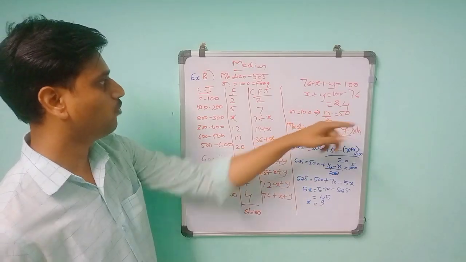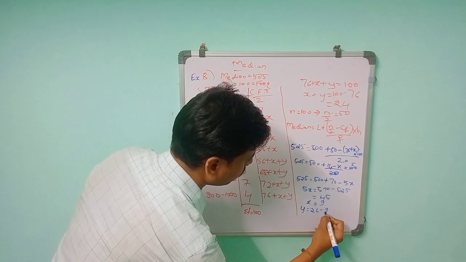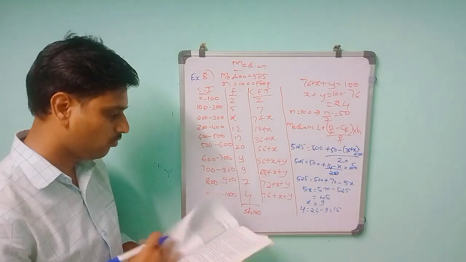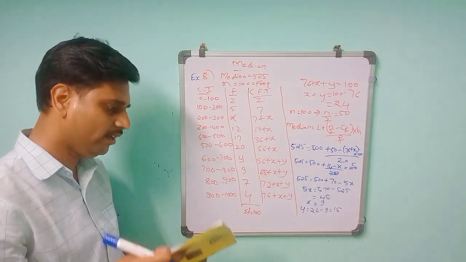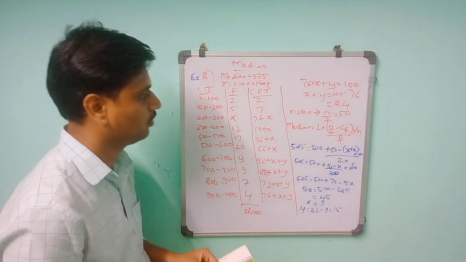We got x plus y is 24. So x plus y 24 means y will be 24 minus 9. So it will give you 15. So x and y values are 9 and 15. So we got the values of x as 9 and y as 15.